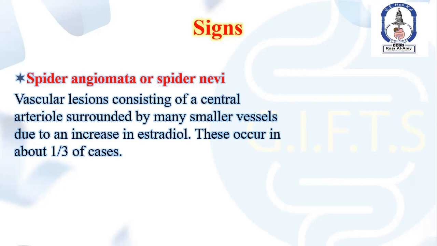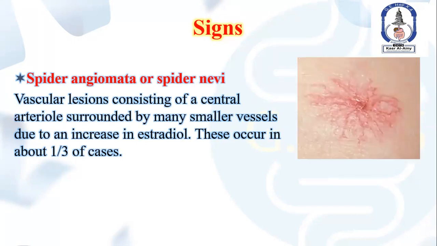This is due to the increase of estradiol, and they occur in almost 1/3 of the cases. What is so peculiar about spider nevi or spider angiomata is that they are only present in the distribution of the superior vena cava. In fact, nobody knows why it's only in the distribution of the superior vena cava. It means that it cannot be seen in the lower limbs or the lower parts of the trunk. And this is the look of the spider nevi or the spider angiomata with the central arteriole and so many smaller capillaries arising from them.